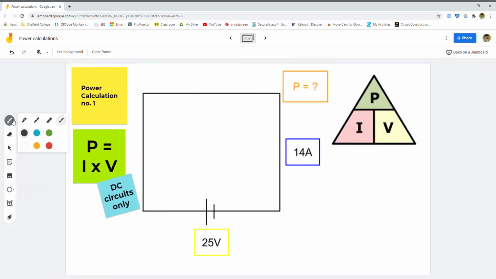So next we're just going to have a look at our power calculation. This is the first power calculation we're going to have a look at, and there's 3 in total. I'll show you how we use all 3, and then I'll show you how we derive all 3 calculations, or at least 2, the last 2. So on this circuit here, we've got a current of 14 amps and a voltage of 25 volts. If we want to work out the power, P equals I times V.